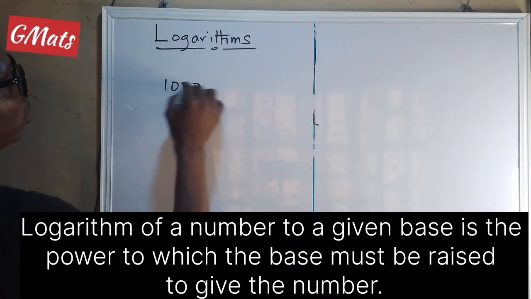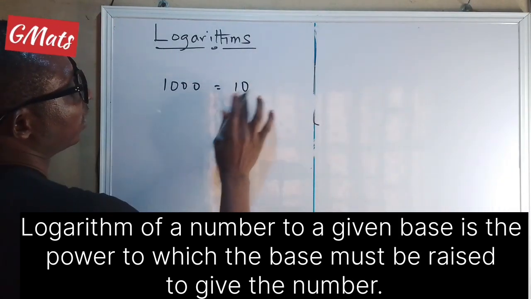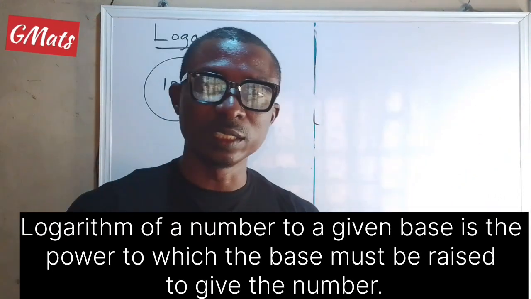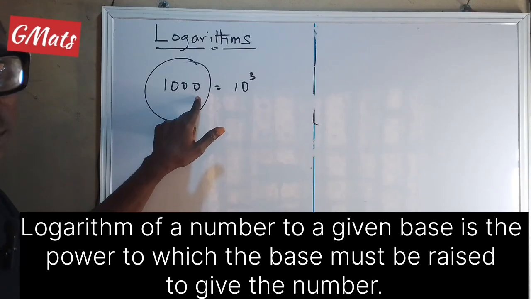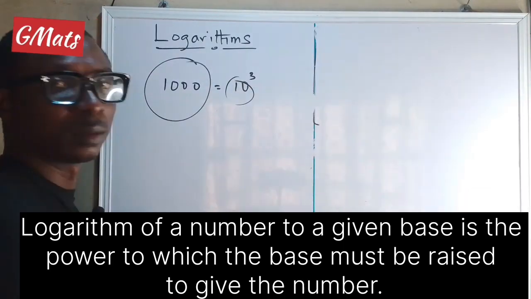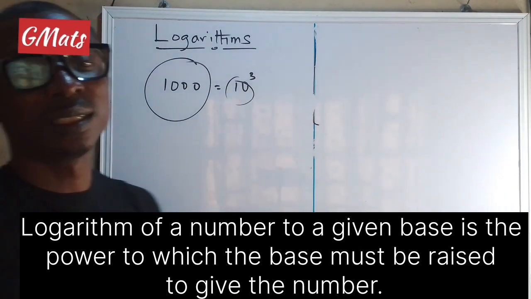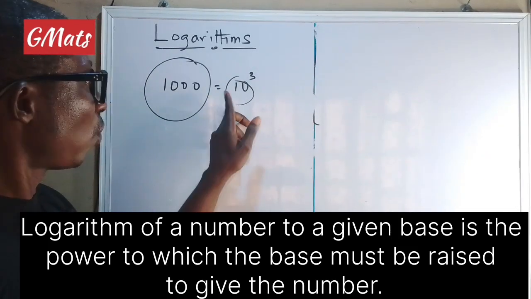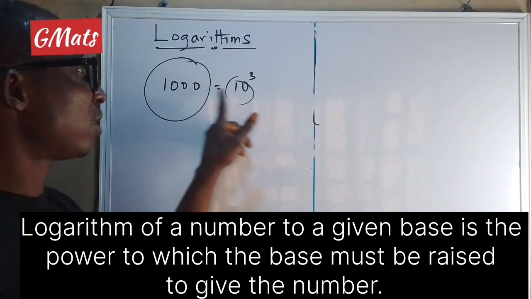If you have 1000, 1000 is a number which can also be expressed as 10 raised to the power of 3. Now, what I just defined, I said logarithm of a number. Let's assume that the number is 1000. So logarithm of a number to a given base, the base should be 10. So logarithm of 1000 to base 10 is the power to which 10 must be raised to give 1000. So what must 10 be raised to give 1000? That is 3. So logarithm of 1000 is 3.